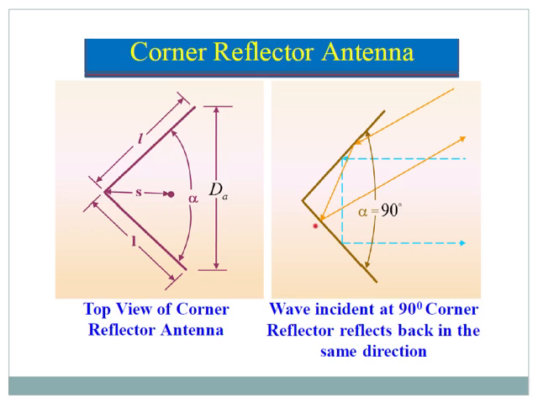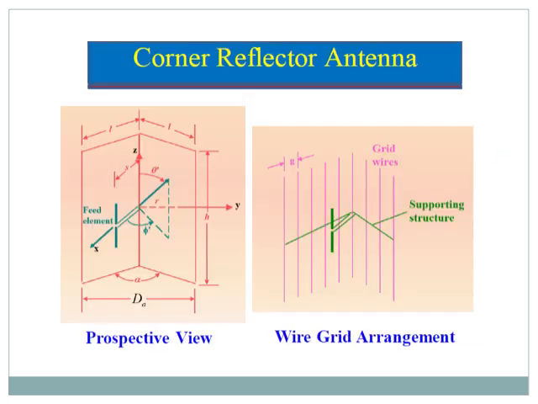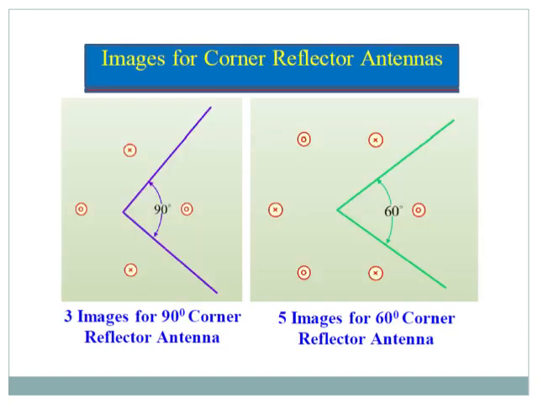This is with respect to the corner reflector antenna. This is the top view of the corner reflector, and this is the case in which the wave incident at a 90 degree corner reflector reflects back in the same direction. One more view with respect to the reflector antenna has been given here. This is the perspective view, and this is the Y grid arrangement. This is the slide which is giving the images for the corner reflector antennas.